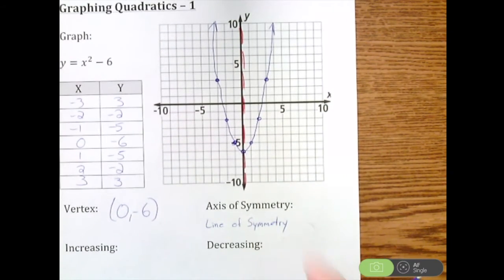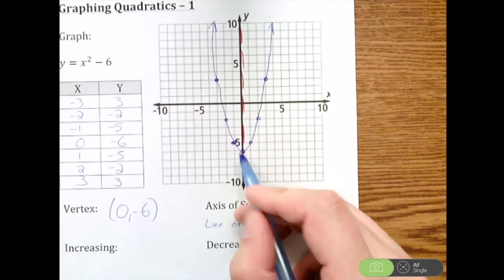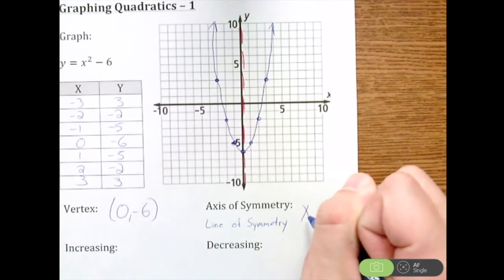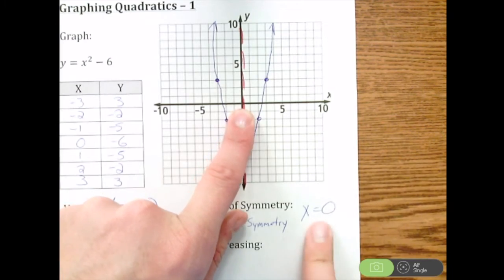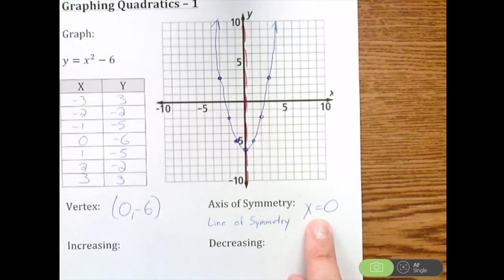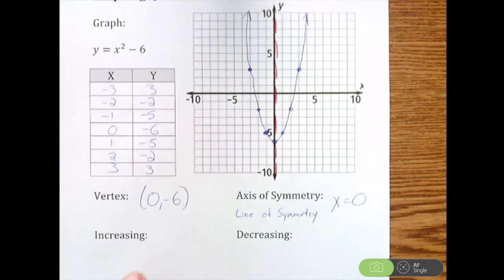So what we want with the axis of symmetry is we want that equation. And what it's going to be is we go through where x is 0. That would be the equation of the line of symmetry. The last thing I'm going to talk about is where our function is increasing or decreasing.